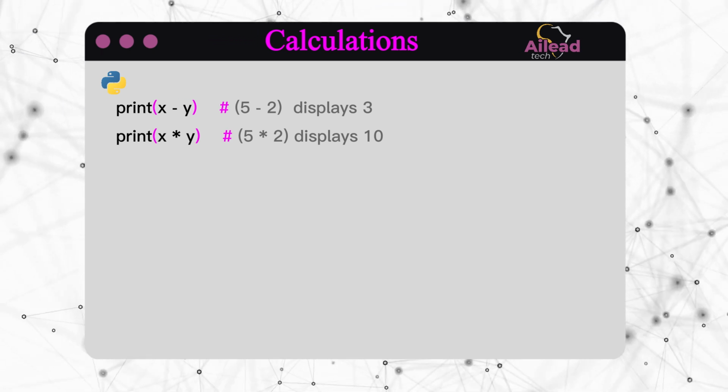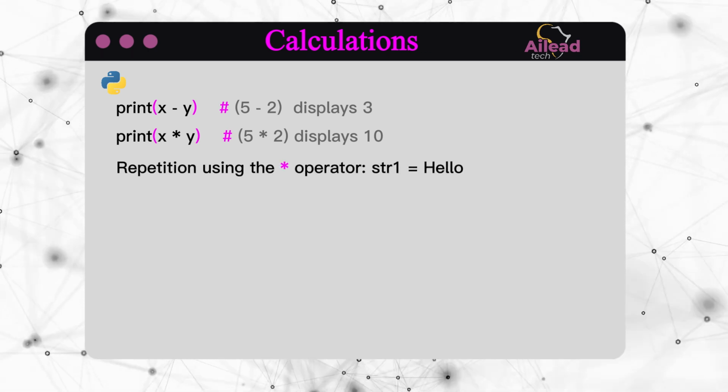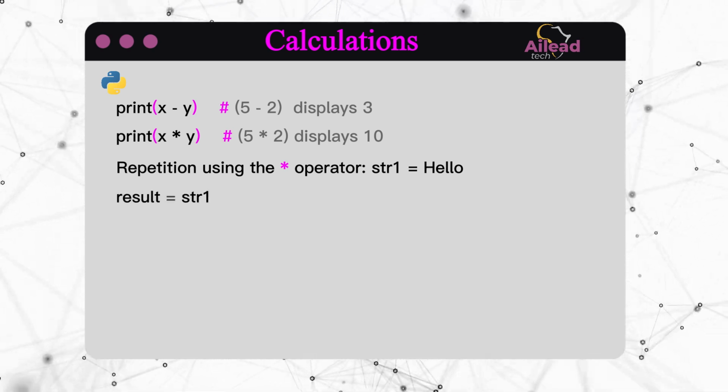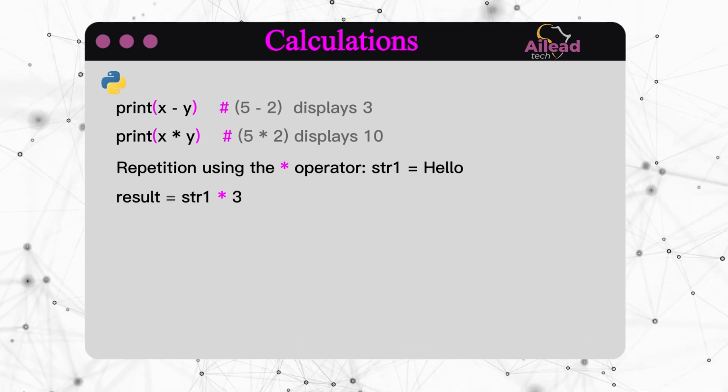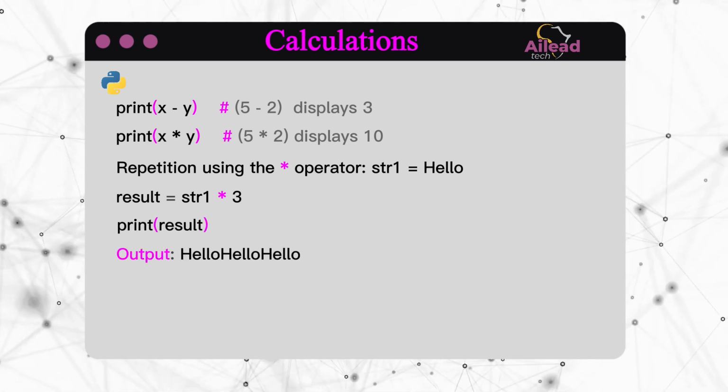Another operation we can perform on strings is repetition using the multiplication operator. For example, let's type result equals str1 multiplied by 3. Then we type print result. The output hello hello hello will be displayed.